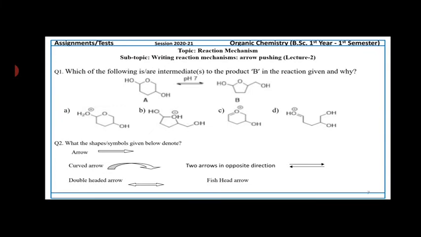Question number 2. What does the shape symbol given below mean? This is arrow, single-headed arrows, curved arrow, double-headed arrow, two arrows in opposite direction, fish head arrows. Select anyone and then explain.